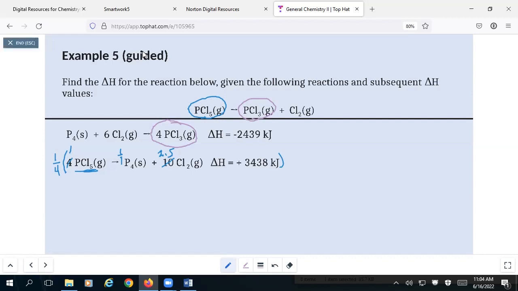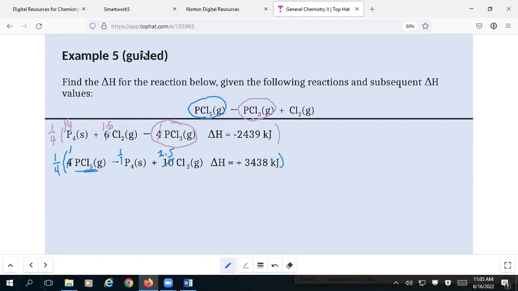But again, I can see I've got 4 phosphorus trichlorides in this equation. I only need 1. So I'm going to need to do the same manipulation. Multiply everything by 1/4. 6/4 is 1.5. And that makes this one a 1. Now I forgot to do it for the bottom one. I need to do it for the top one as well. I need to divide those enthalpy values by 4 as well.